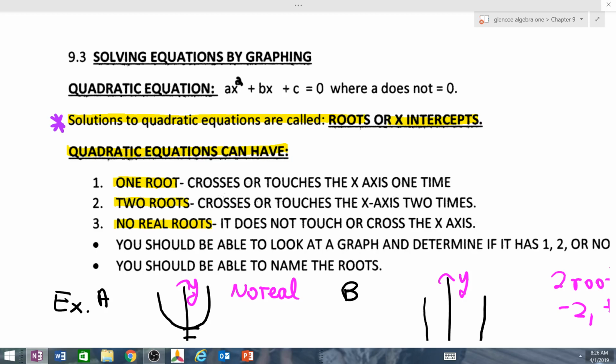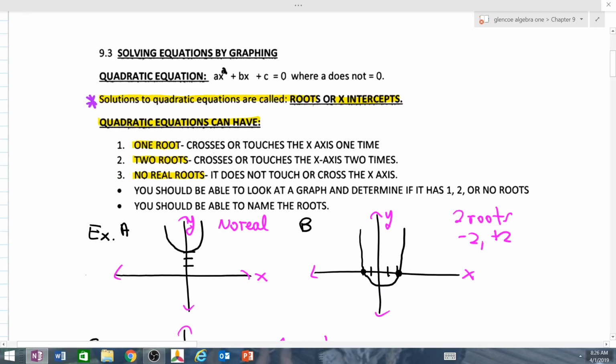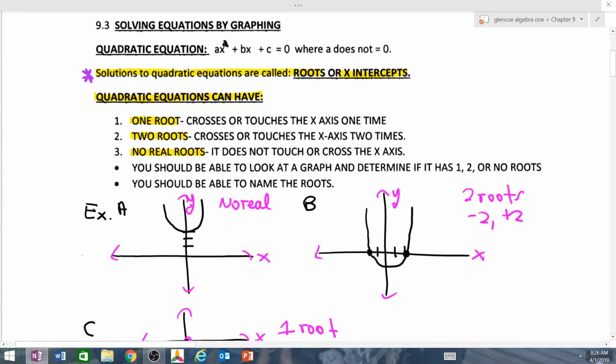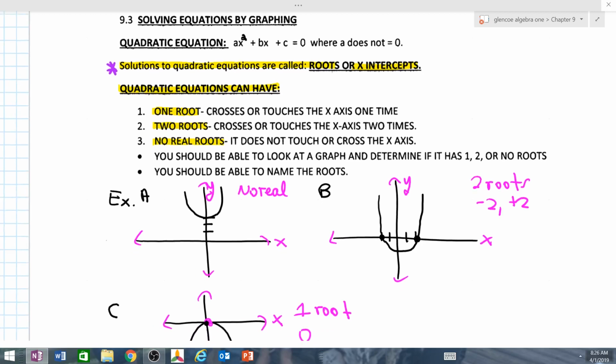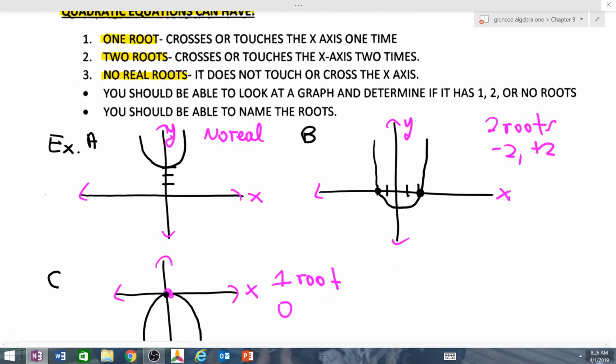Now this is also extremely important. Quadratic equations can have one root, meaning they touch the x-axis or cross it one time. They can have two roots. They cross or touch the x-axis two times, or they can have no real roots because it never touches or crosses the x-axis. You should be able to look at a graph and just by looking at it determine, does it have one root, two roots, or no roots? And you should be able to name them. And when we name them, we put them in set builder notation.